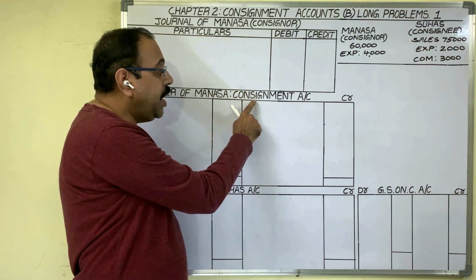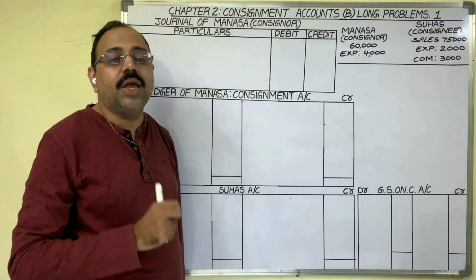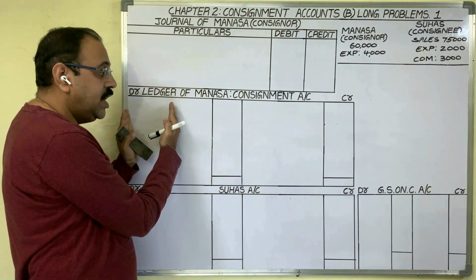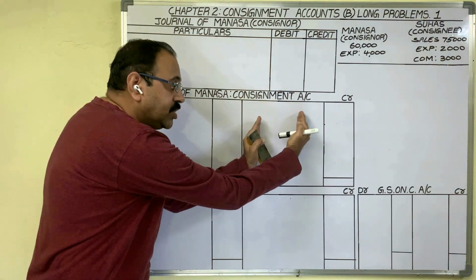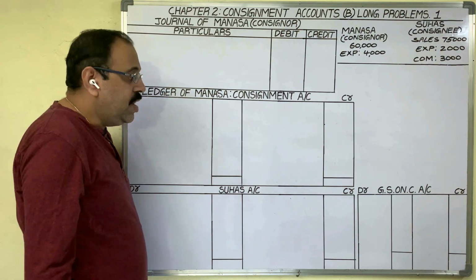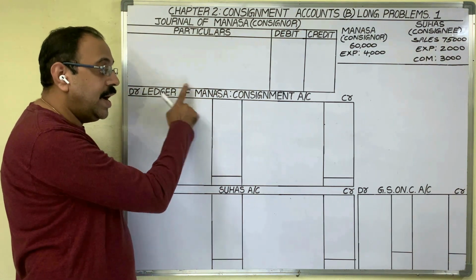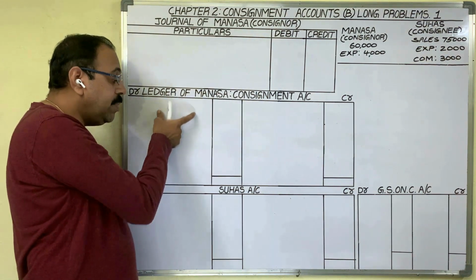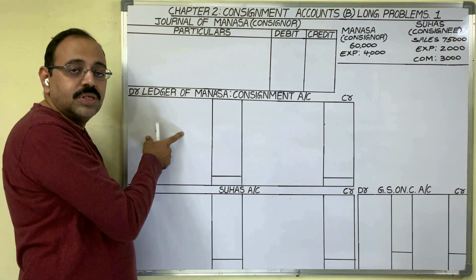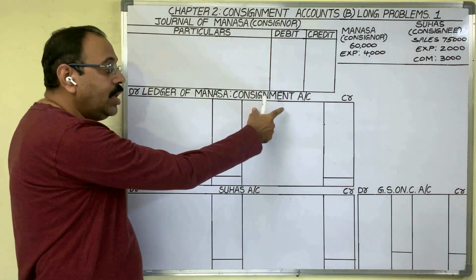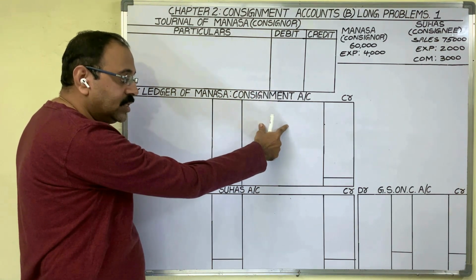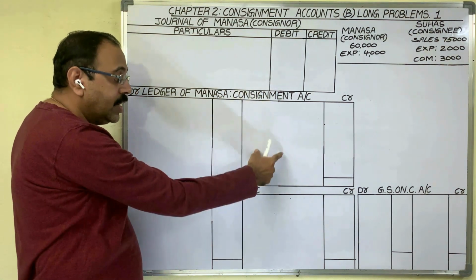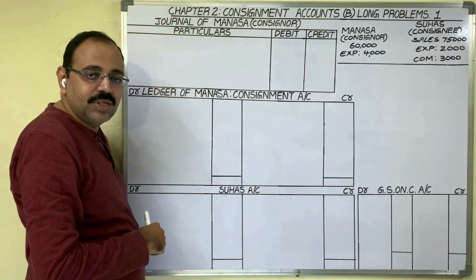Remember, consignment account is a nominal account. So nominal account rule, debit all expenses and losses, credit all incomes and gains. Therefore, all expenses and losses in consignment business are to be debited in consignment account. Similarly, all incomes and gains related to consignment business we have to show on credit side of consignment account.